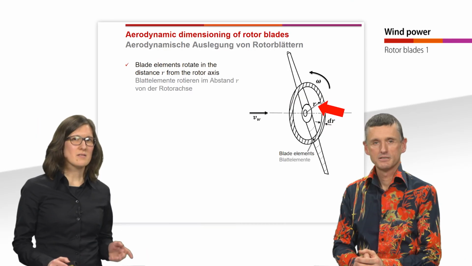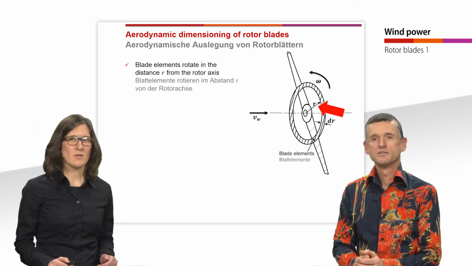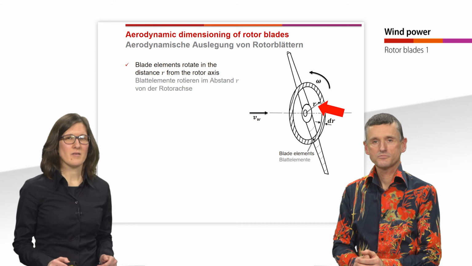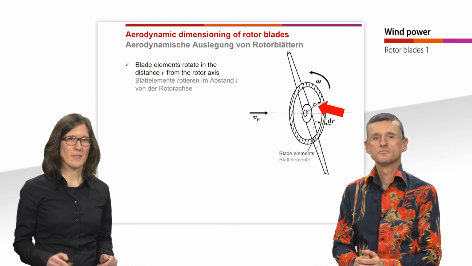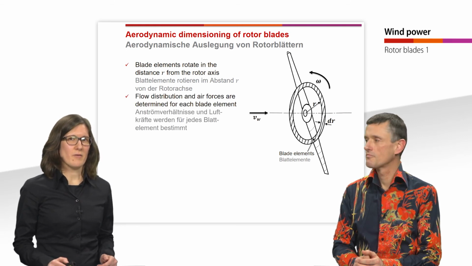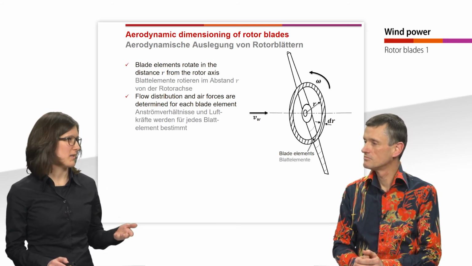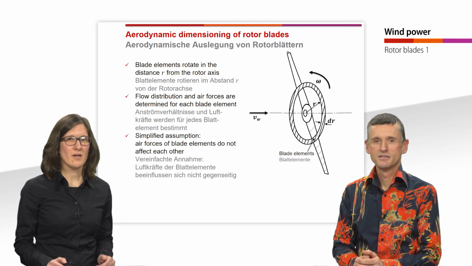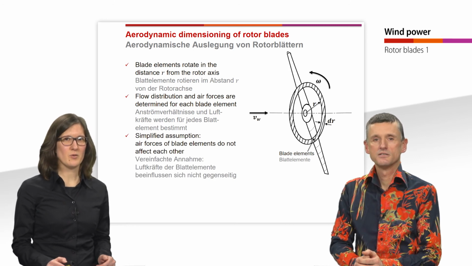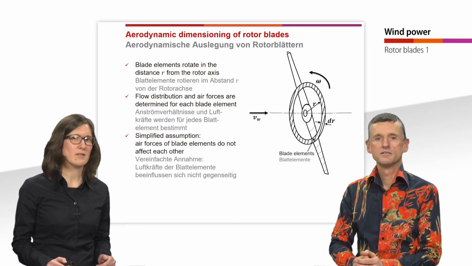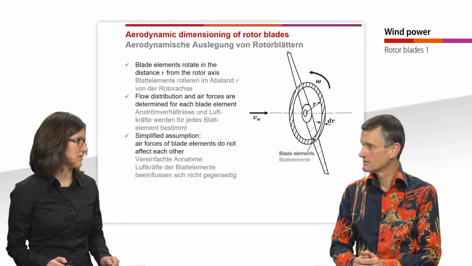Yes, that is true. And additionally, the blade elements rotate at the distance r from the rotor axis. You can also see the distance r in the picture on the right side. And the flow distribution and the air forces are then determined for each single blade element. We can do this when assuming that the air forces of the blade elements do not affect each other.